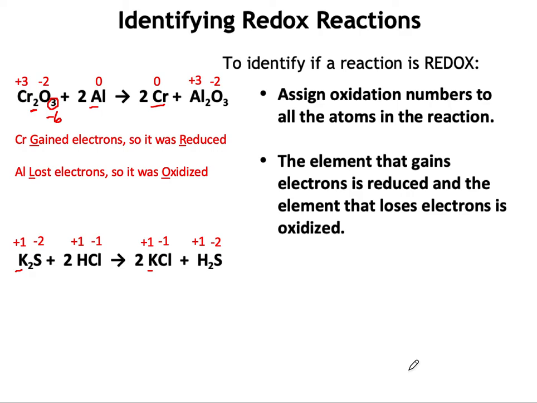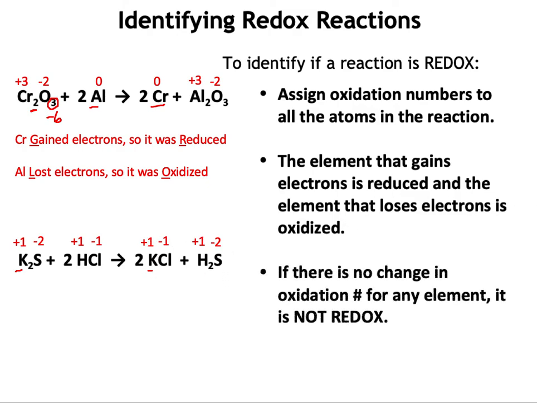All right, well, something's off about this equation. We have potassium starting out at +1, ending at +1. Sulfur starting out at -2, ending at -2. Chlorine starting at -1, ending at -1. Hydrogen starting at +1, ending at +1. So there's no change in the oxidation number for any element. Therefore, it's not a redox reaction.